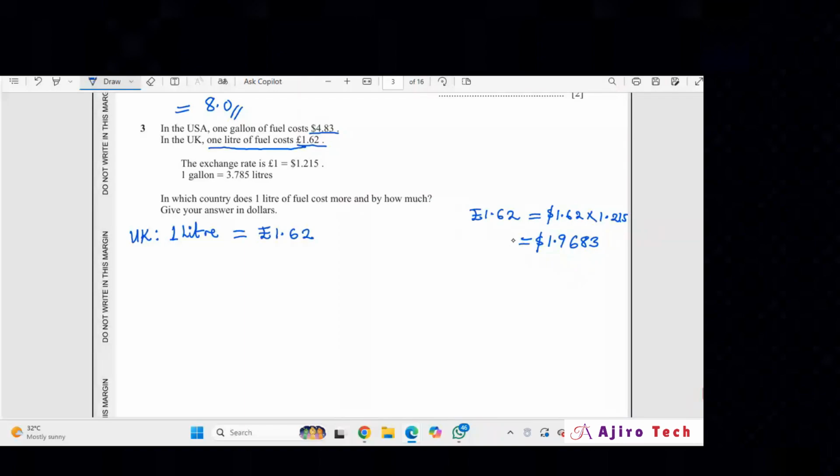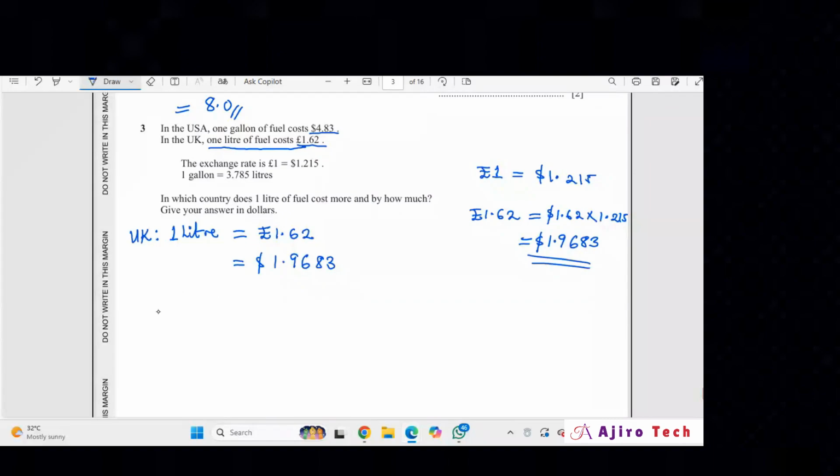And why did I multiply that? I used this exchange rate to do that. And the exchange rate states what? 1 pound is equal to $1.215. So 1.62 pounds now gives us this. That is what I have done here. So 1 liter is equal to this, and that will give us in dollars the answer 1.9683. Now, this is for the UK.